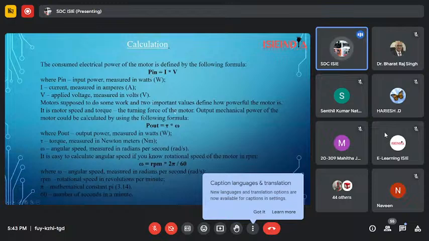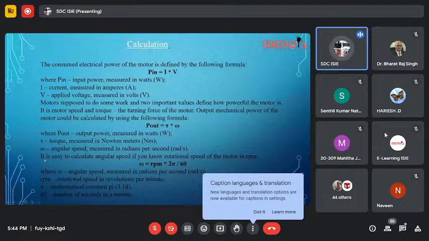The motor is supposed to do some work, and two important values define how powerful the motor is: its speed and its torque, the turning force of the motor. The output mechanical power of the motor can be calculated using this formula: P out equals T into omega, where P out is the output power measured in watts, T is torque measured in Newton meters, and omega is known as angular speed, which is measured in radians per second.